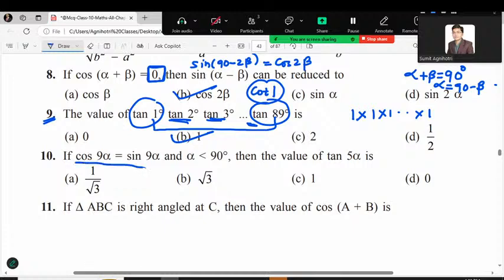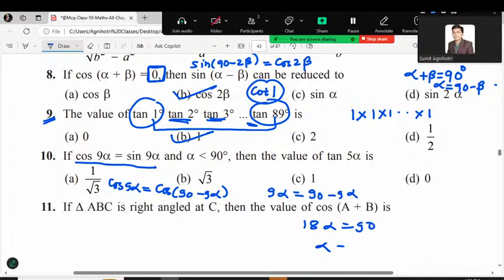Cos 9 alpha is sin 9 alpha. You can do a thing. You can use this as cos 9 alpha, and in the place of sin theta you can write cos 90 minus theta. That's why if cos are equal, then angles would be equal. Understood, sir. And that's why 18 alpha becomes 90. That's why alpha becomes 5. That's why 5 alpha is 25.